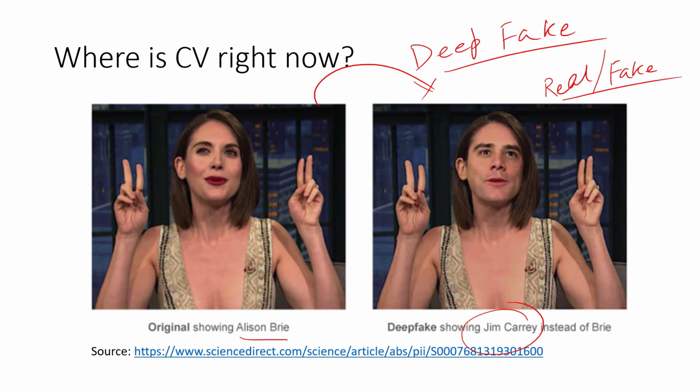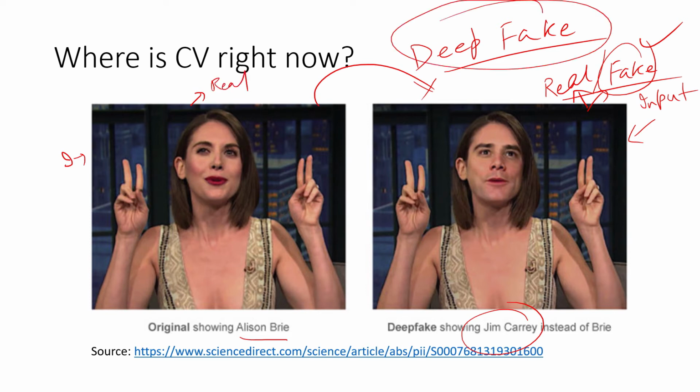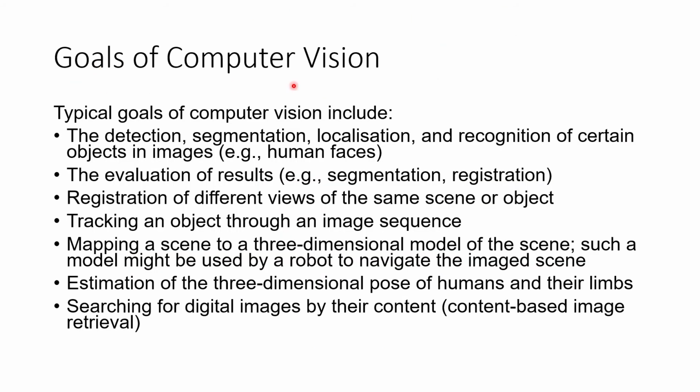So let's say this image is given as the input, and you have to give the output as real or fake. So this is a fake image, so the output should be fake. And if this image is given as the input, the output should be real. So AI is being updated based on ethics. Ethics will be taught to you, and there are many other computer vision problems also, which are very new and very challenging. Now, the goals of computer vision.